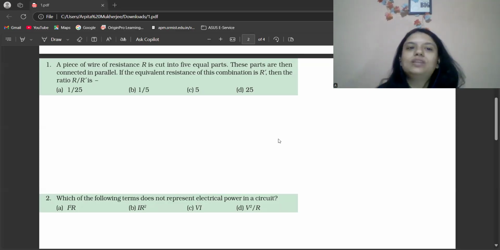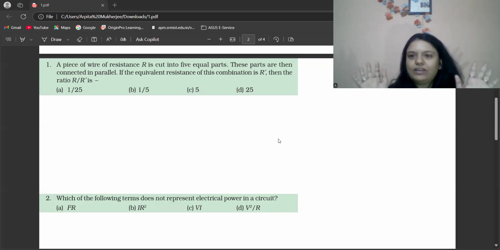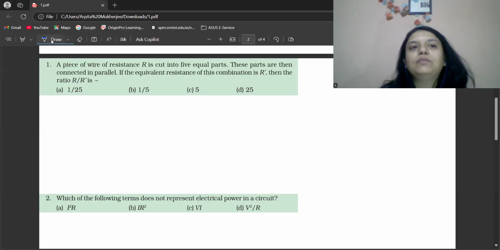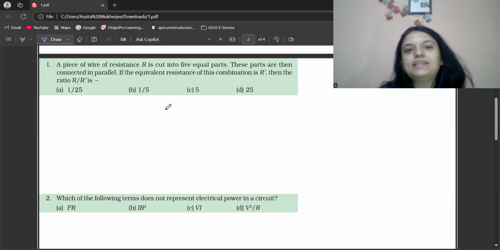So in this question, they're taking a single wire, right? The wire has a resistance R. It is divided into 5 equal parts, so obviously each of the parts is equal. There are 5 parts, and each of them is connected in parallel. So you have a wire and the wire is divided into 5 parts.